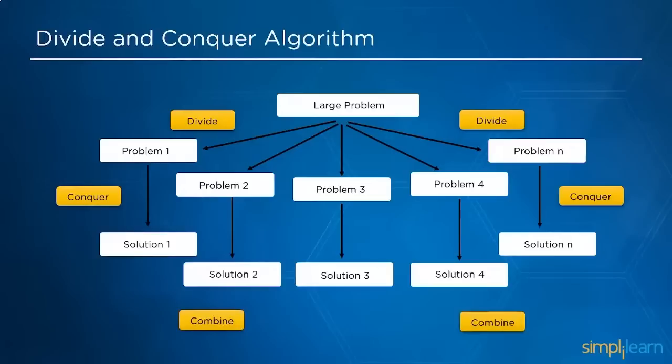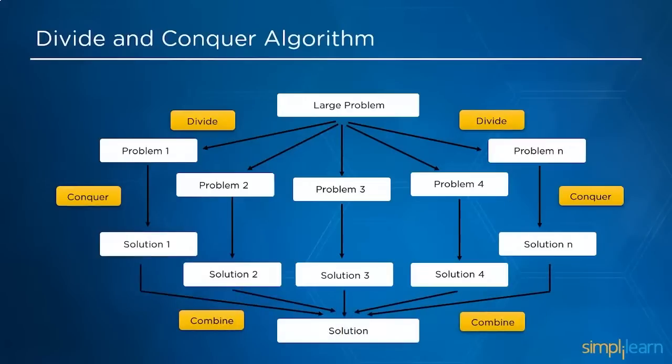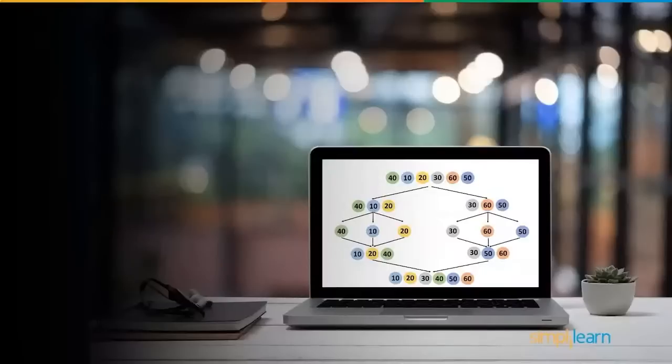We will understand this by an example right here on my screen. Suppose we have a large problem. We can use divide and conquer technique to divide it into n number of subproblems such as problem 1, problem 2, problem 3, problem 4 and so on until we reach the problem n. Then we conquer all the solutions to the specified subproblems as solution 1, 2, 3, 4 and so on. And finally, we merge all the solutions to get one definitive solution. Now that was divide and conquer algorithm.